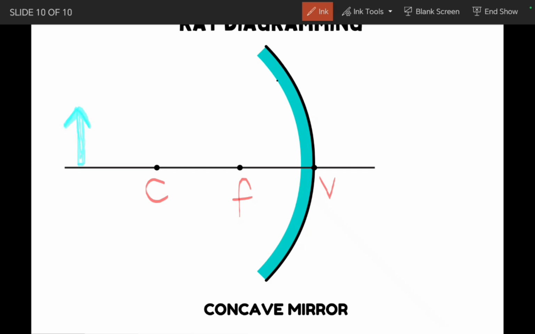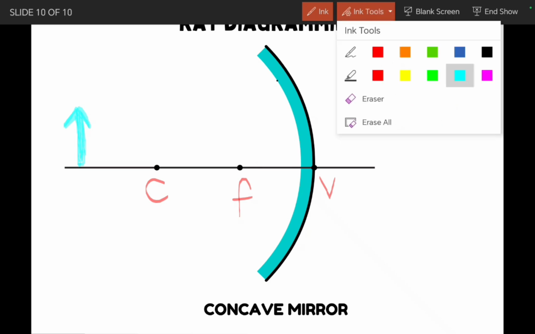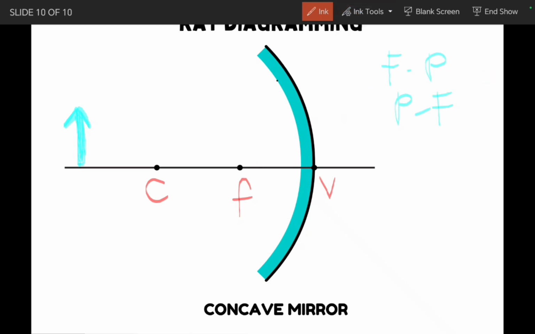Okay, this time let us choose which among the 4 principal rays to be used. We need at least two. So for this example, we are going to use the F2P ray and the P2F ray. Are you following? Okay, so let's start first with the F2P ray. Let's use red for the incident ray. So from the tip of the object, we are going to aim directly at the focus.